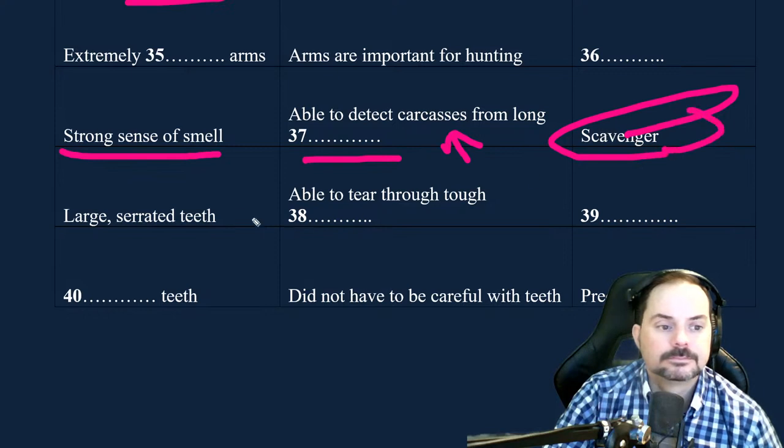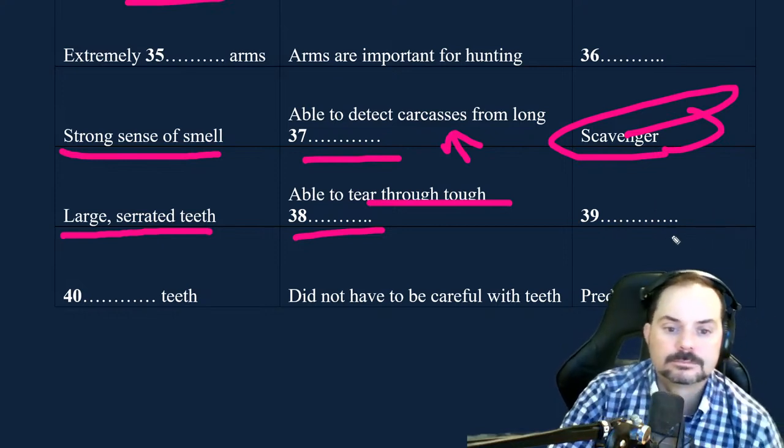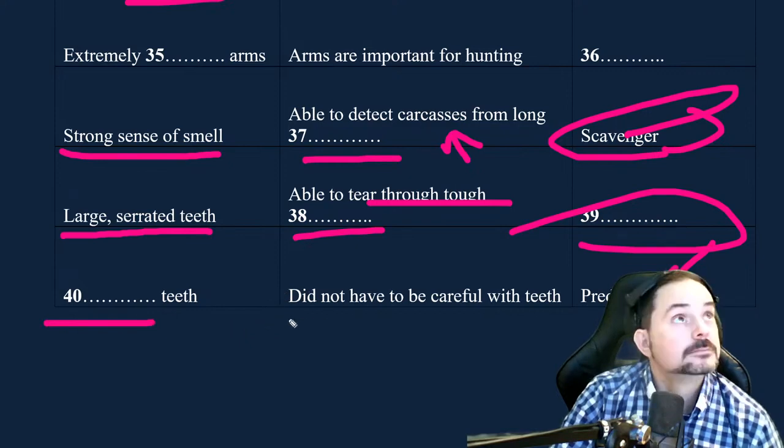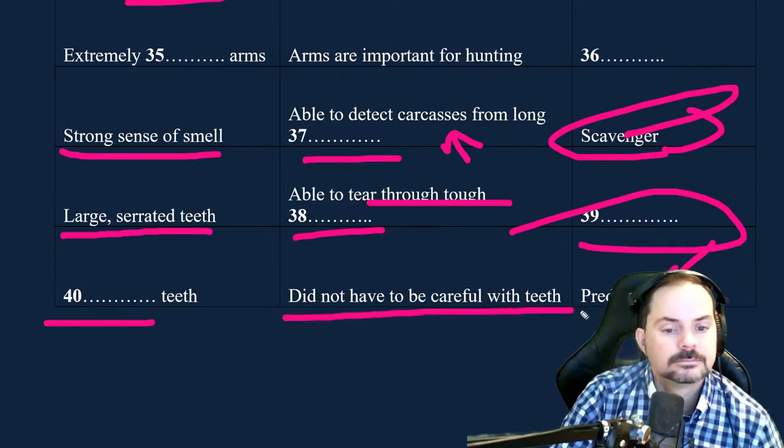On the other side of the argument, T-Rex had very large serrated teeth, which would have been perfect for tearing through the tough skin of other dinosaurs. If T-Rex was a pure scavenger, it may not have required such teeth. Another interesting point about their teeth was that they were replaceable over time, unlike humans, who grow only 2 sets in a lifetime. Again, this is evidence that they were, at least in part, likely predatory.